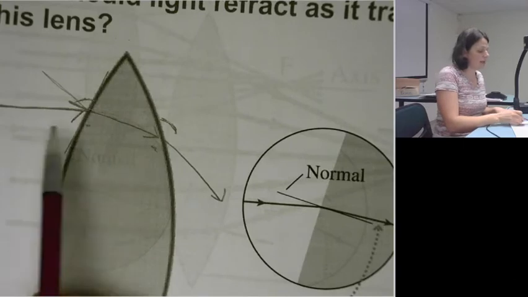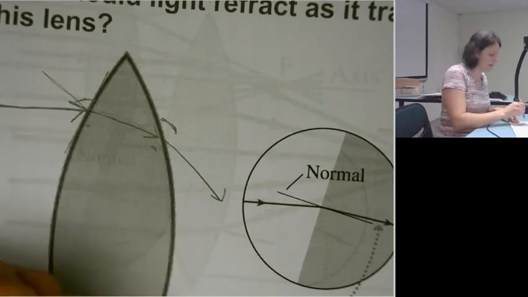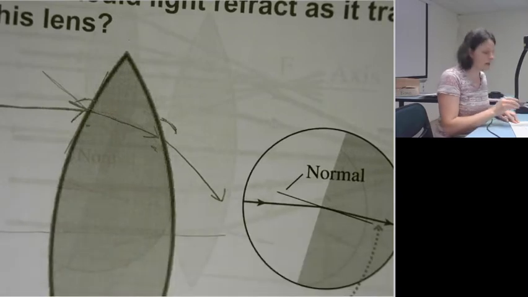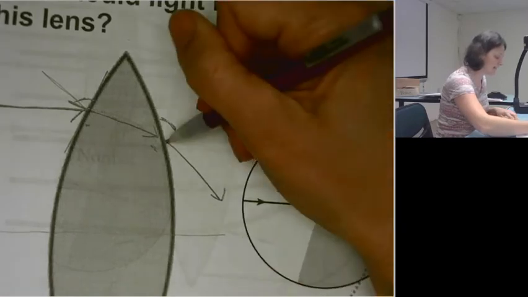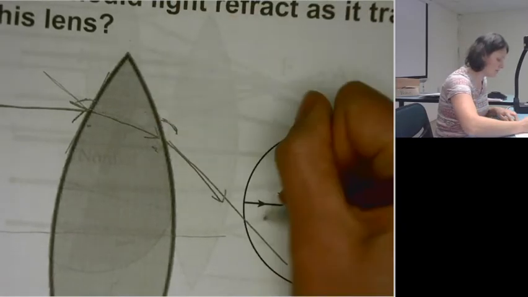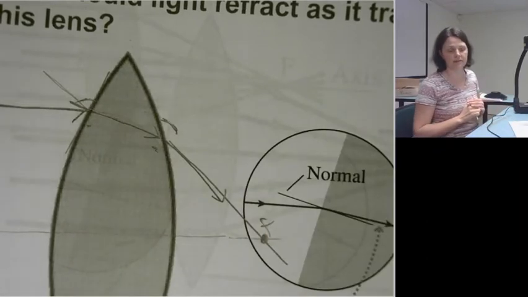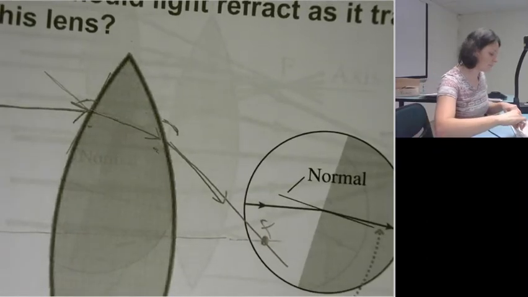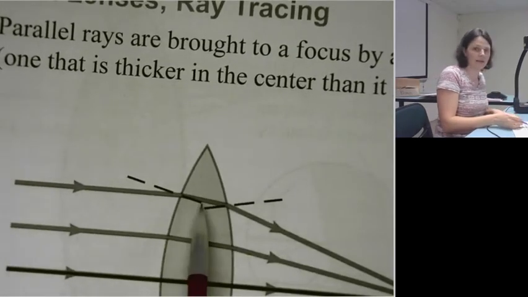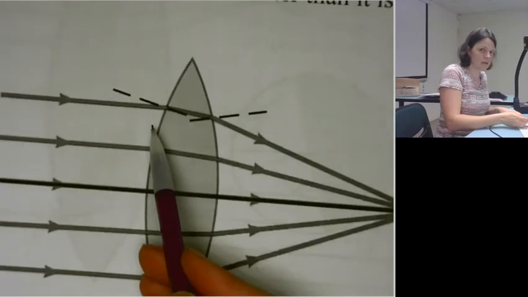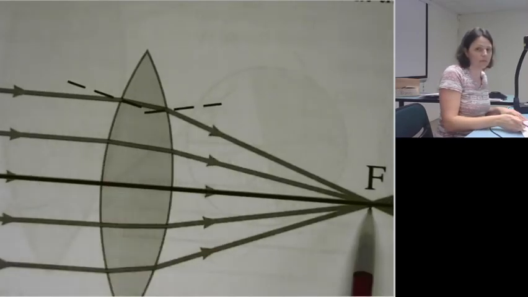All right. So light that comes in parallel to the axis of this lens, I'll put the axis of the lens like that, will bend down toward, and actually as it exits, it's going to exit out through F, the focal point of this lens. Parallel rays that come in through a lens will bend as they go through the lens and pass out through the focal point.